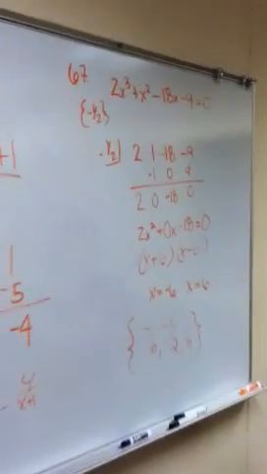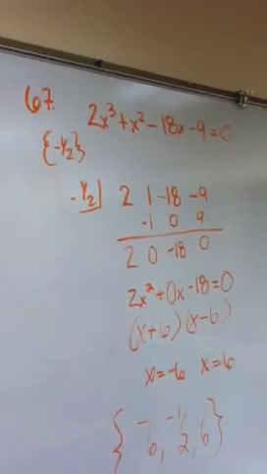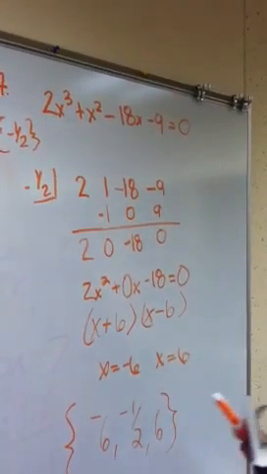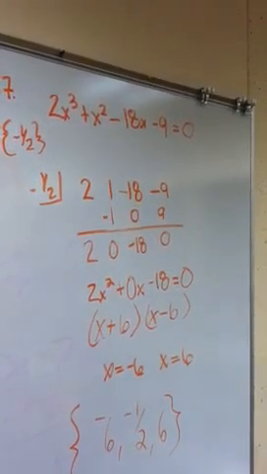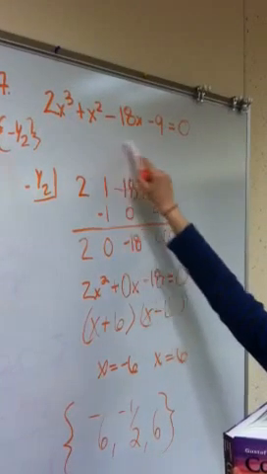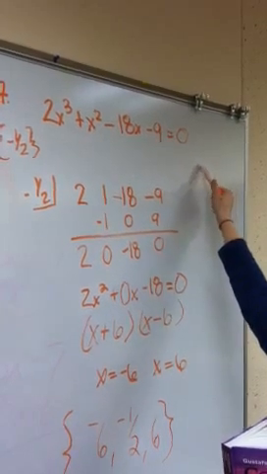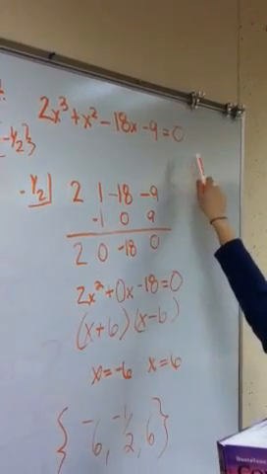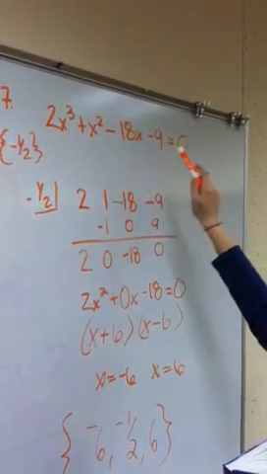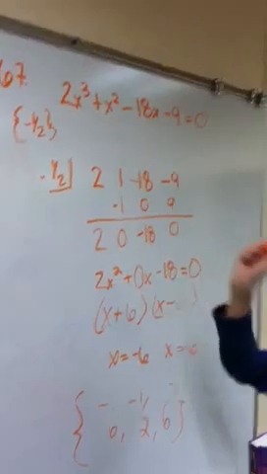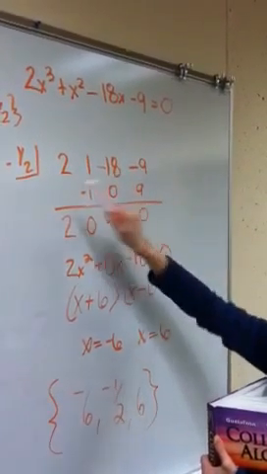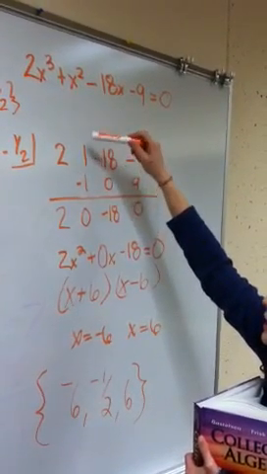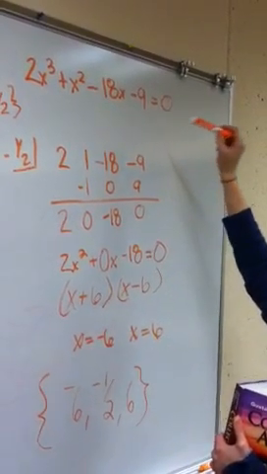And then for number 67, they gave us a partial solution set, and then we had to complete the solution set. So this was the problem that they gave us, 2x cubed plus x squared minus 8x minus 9 equals 0. So first I did synthetic division with the -1/2. So just as I explained before, you put the -1/2 in the box, and then I took the coefficients of that problem there, and I got 2, 1, -18, and -9.